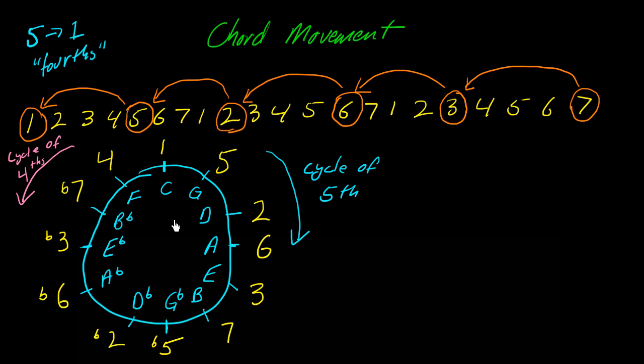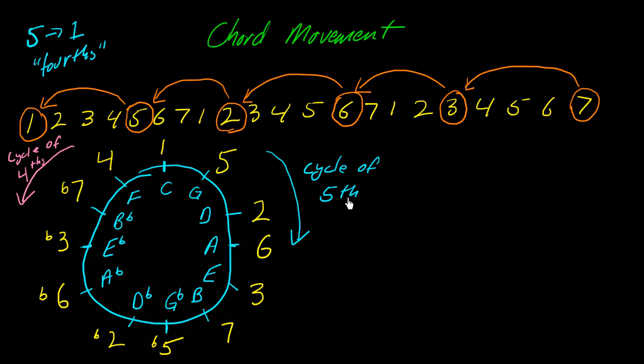Okay, so chords or notes want to move in the cycle of fourths. The way I like to look at it is it likes to travel in reverse order of the cycle of fifths, which is the same as cycle of fourths. Now you understand why 7 wants to go to 3.